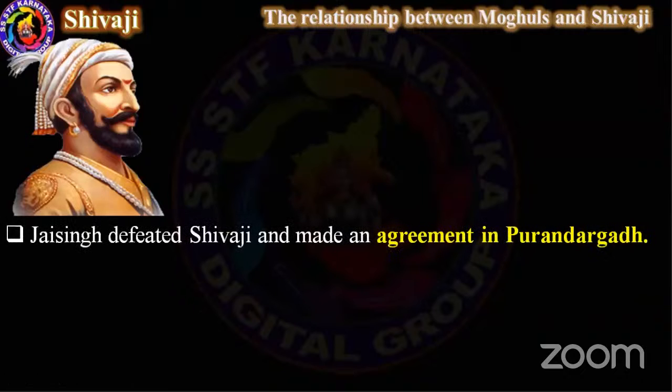Jaisingh defeated Shivaji and made an agreement at Purandargarh. It means that between these two, the agreement happened in the city of Purandar. But this win was temporary. It didn't bring long joy to the Mughal rulers.